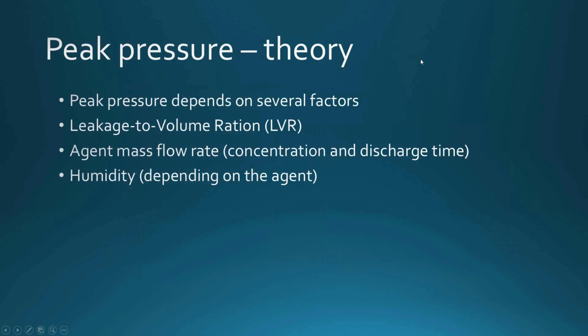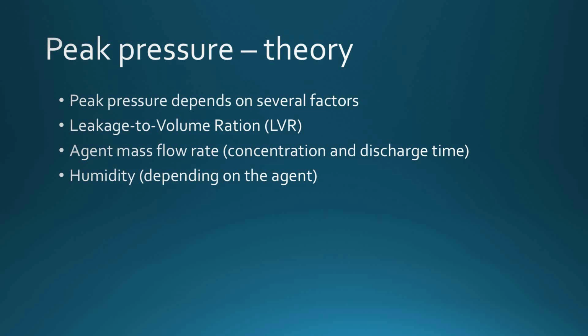So peak pressure depends on several factors. The main factor is how leaky the enclosure is compared to its volume. We call that the leak to volume ratio. Once you establish a leak to volume ratio for a particular enclosure, it's going to be more or less the same no matter how big or small the enclosure is. And each agent has a particular leak to volume ratio that's ideal for that agent.